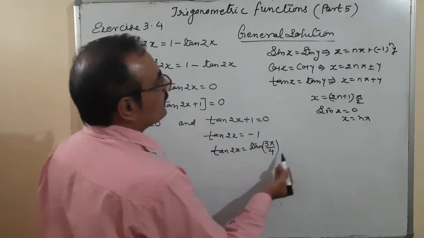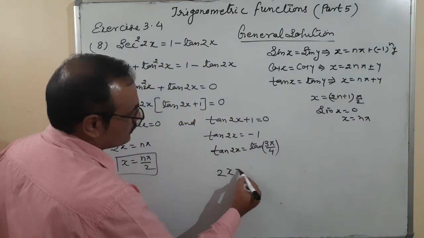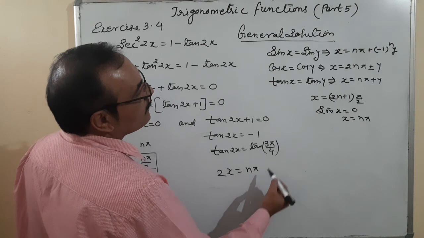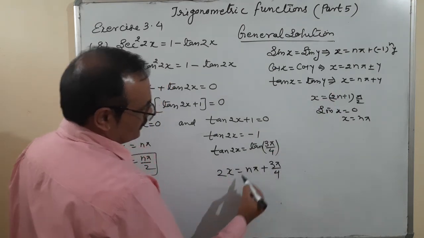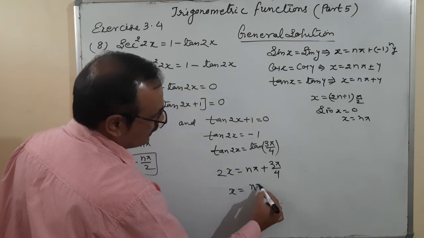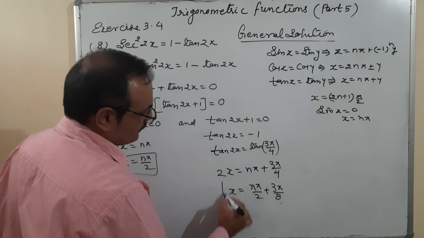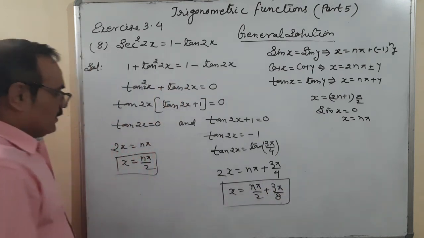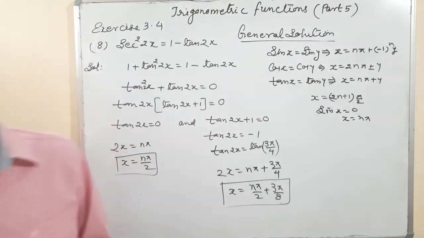Tan x is equal to tan y, x is equal to n pi plus y. So 2x is equal to n pi plus y, where y is 3 pi by 4. Therefore, what is the value of x? x is n pi by 2 plus 3 pi by 8.